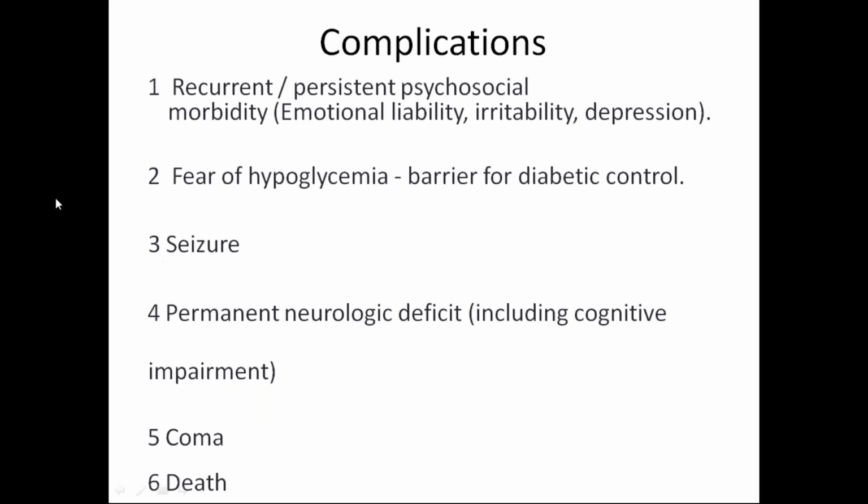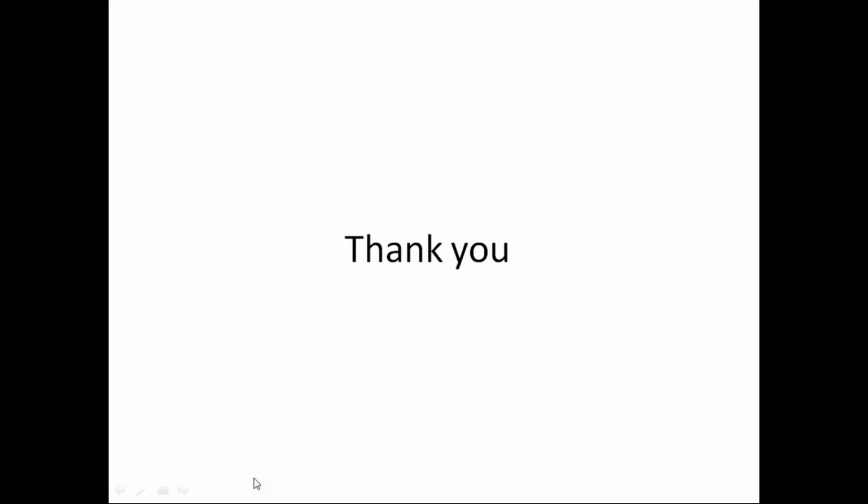So what are the complications? Recurrent or persistent psychosocial morbidity like emotional lability, irritability, depression, like the fear of hypoglycemia. So the patient will be afraid to take insulin injections because of the fear of hypoglycemia. Seizures, permanent neurological deficit if it is recurrent, coma, and death. So these are the complications.